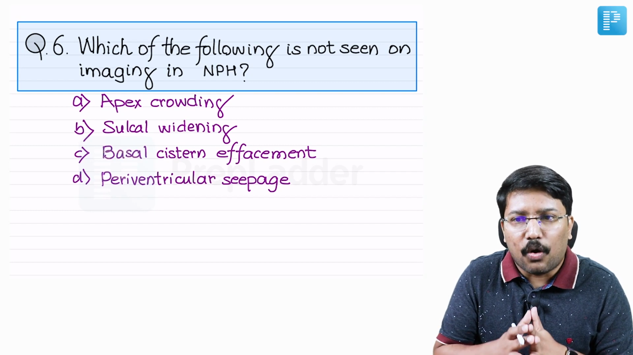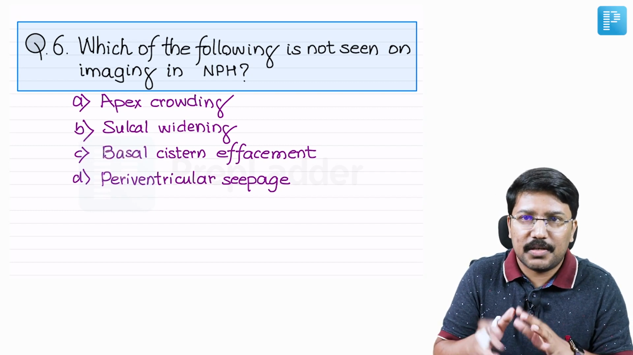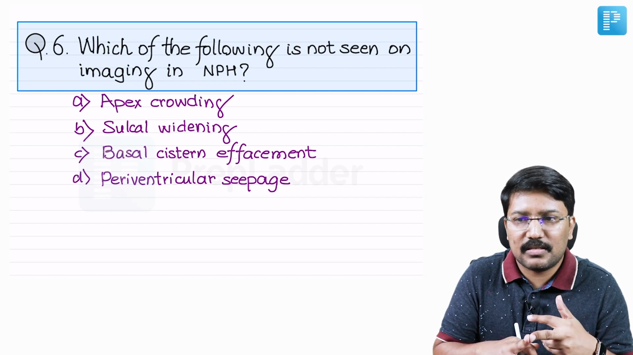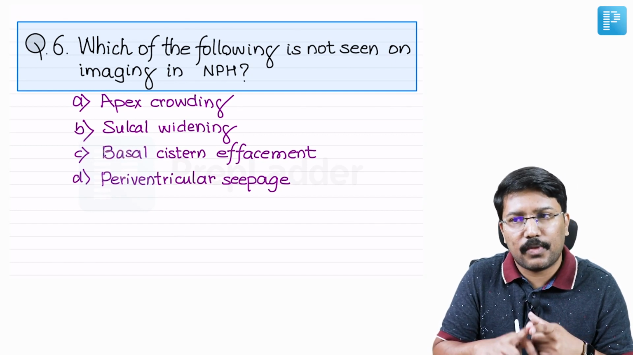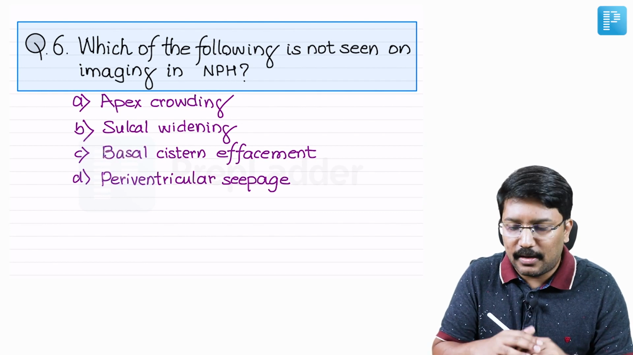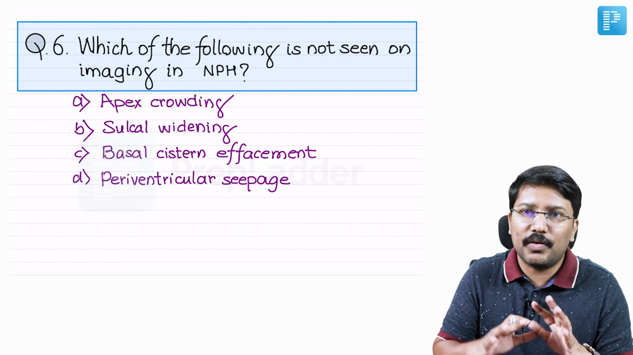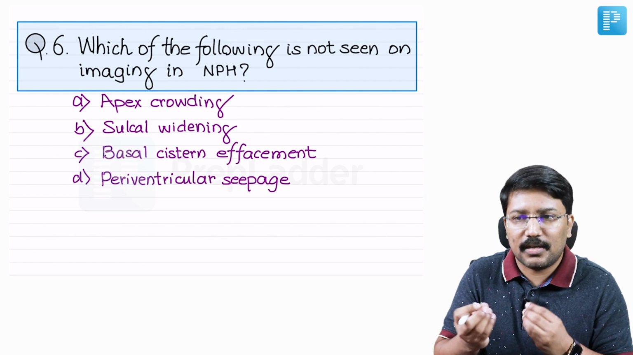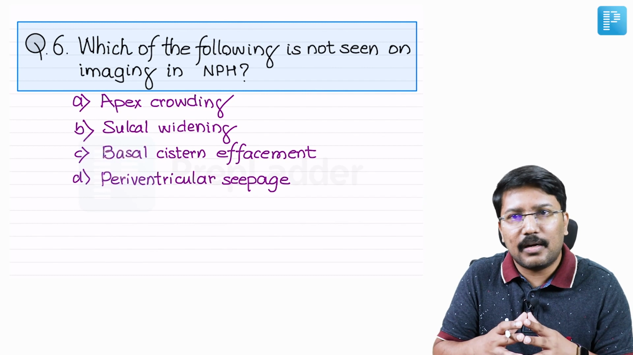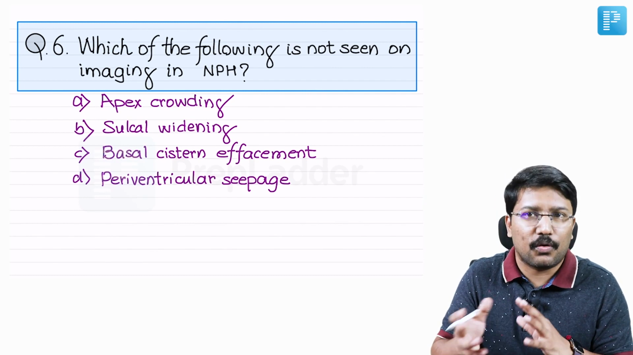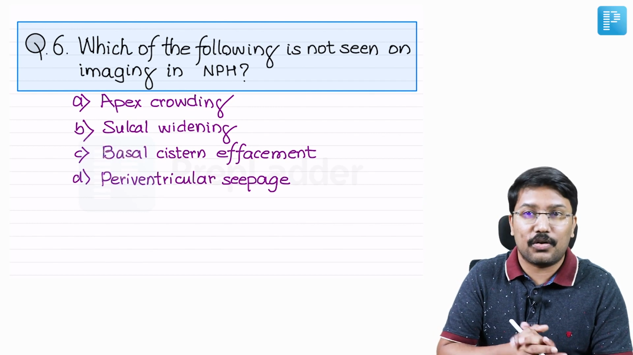Which of the following is not seen on imaging in normal pressure hydrocephalus? Apex crowding, sulcal widening, basal cistern effacement, and periventricular seepage. Okay, guys, let me tell you a simple disclaimer. I am not sure if the question was exactly like this. And second thing, as of now, even I'm not sure about the answer because there are a little bit of controversies. I will definitely come out with a good answer for this question after refining the options and also talking to my good radiology, neuroradiology friends.